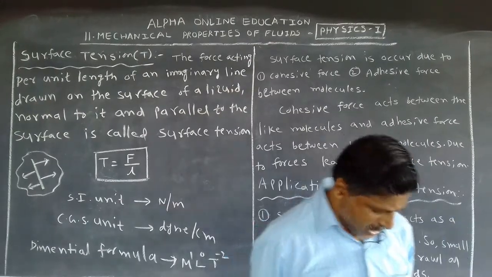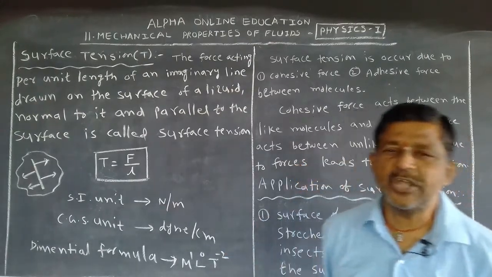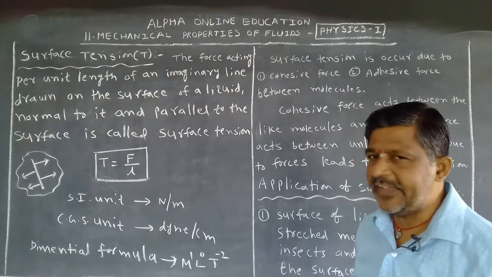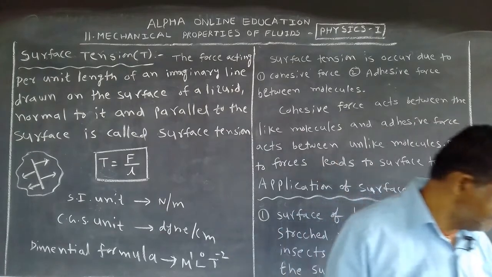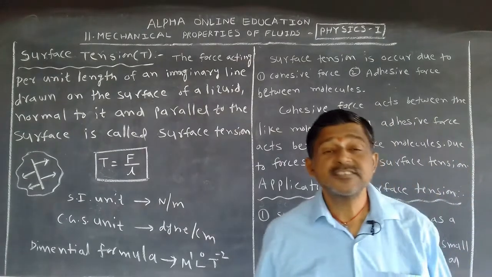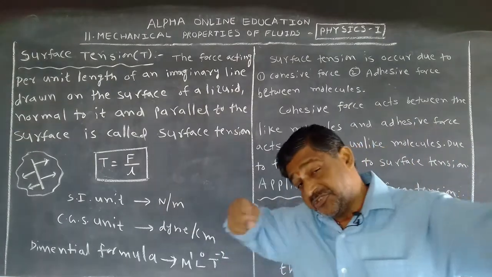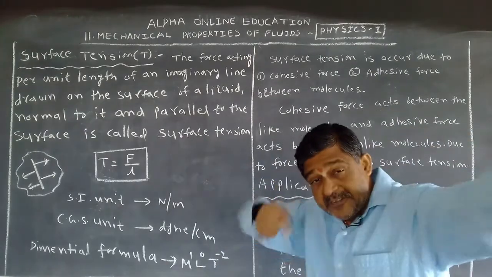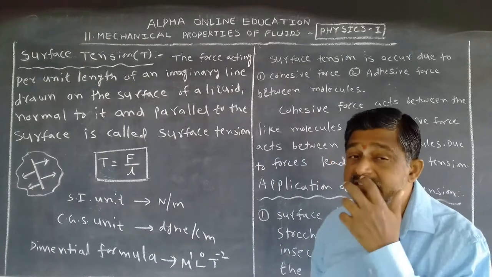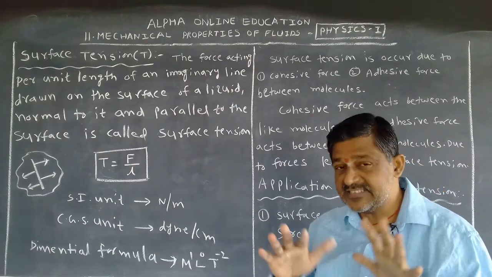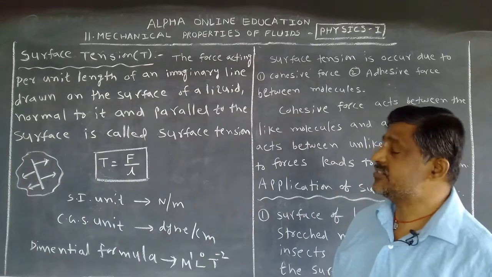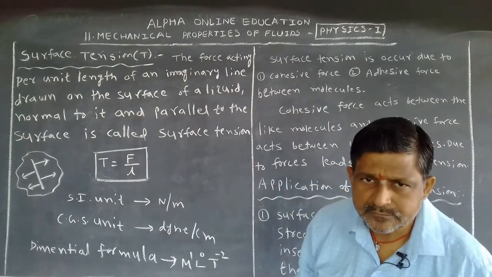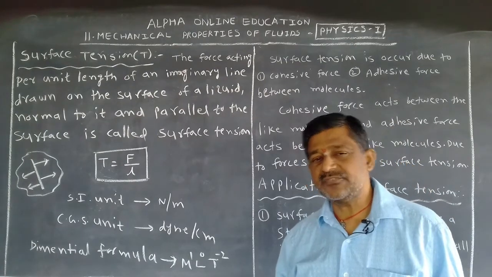Liquids have one special property, that is surface tension. What is that? Surface tension. If you stretch a wire, we can say tension. The surface of the liquid has this nature, surface tension. It is denoted by capital T. Now, what is surface tension?